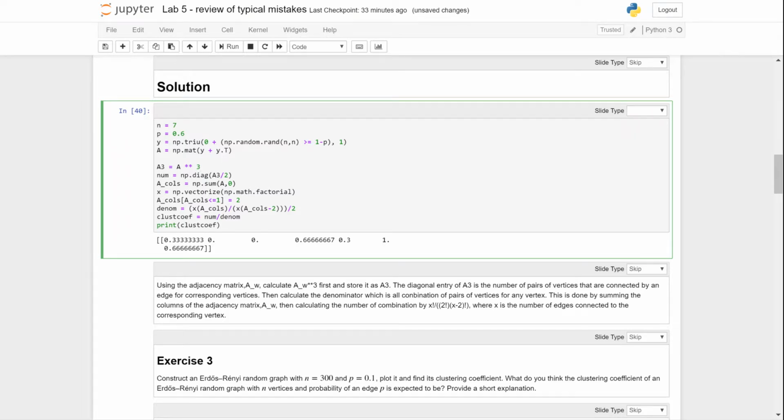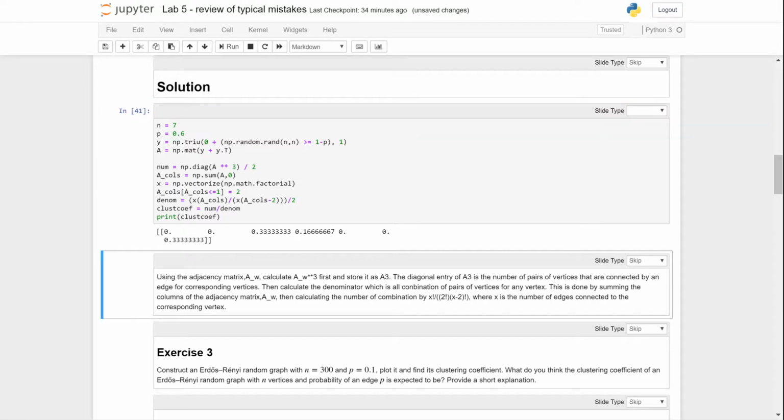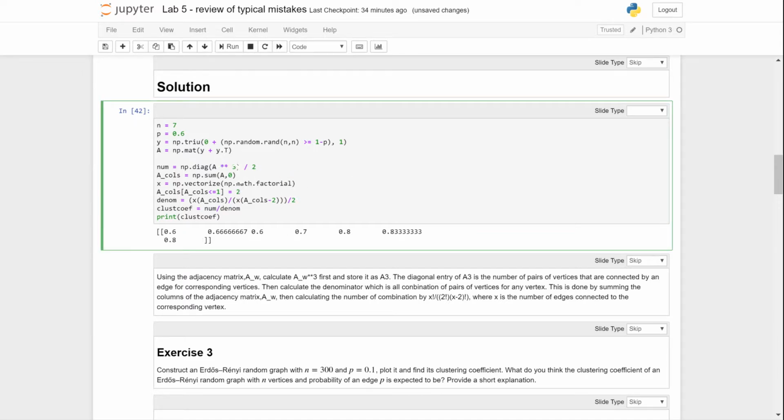Okay, let's go further. Here we have A3 equals A cube, and then num is A3 over 2 is the diagonal. But why can't we do it in just one operation without explicitly using this new matrix, which is A3? Okay. Yeah, so it works just as well.